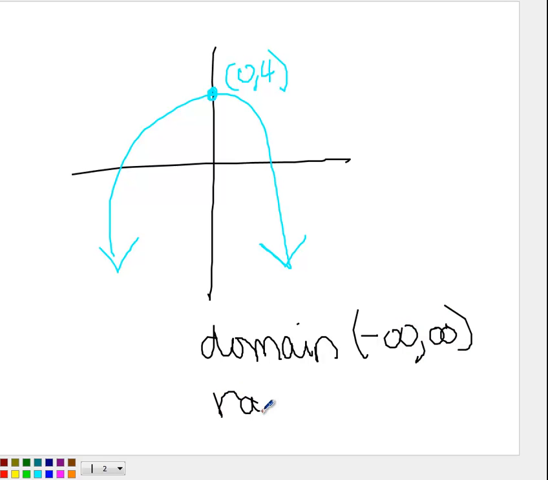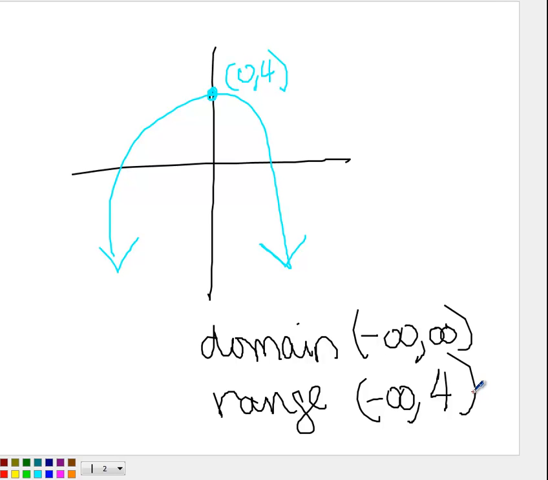Your range is going to start from the bottom and go all the way up to the highest point. So if you start at the bottom, you're starting at negative infinity, and you're going to go to the highest point. Remember, we're only looking at the y value, so we'll go all the way from negative infinity to 4.